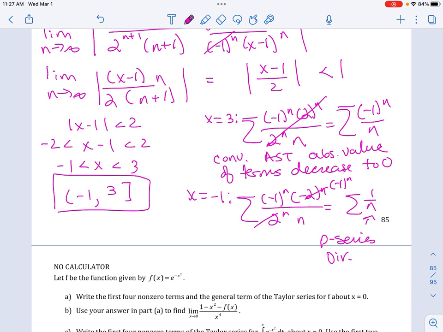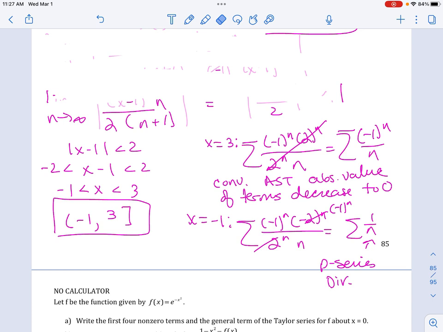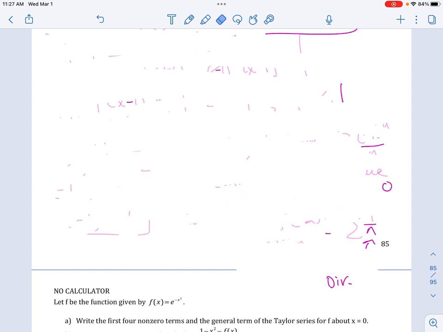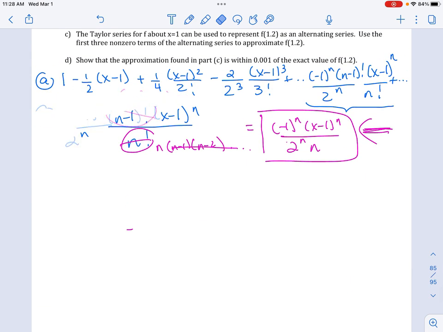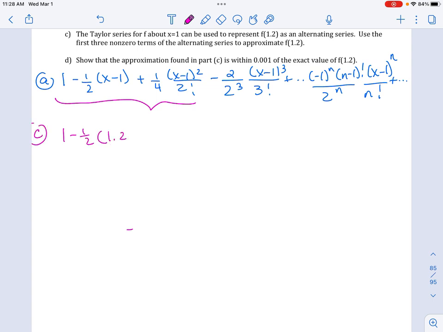Okay. Part C, I'm going to go ahead and erase some of this, is asking us to approximate f(1.2) using the first 3 non-zero terms. So all I'm going to do is go back to my series that I created in part A and just use the first 3 non-zero terms. So, and this is part C, I'm going to plug in 1.2 for x.